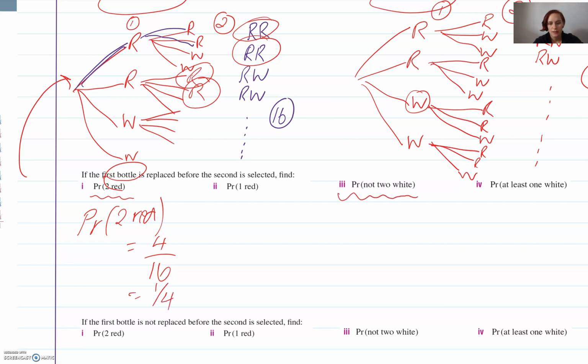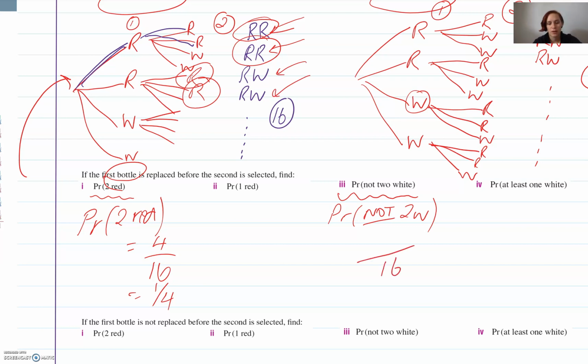If I come over here, let's make it a bit more confusing. I've got to find the probability of not 2 whites, so anything but white, white. And that could be a combination of red and white, or it could be red, red again.